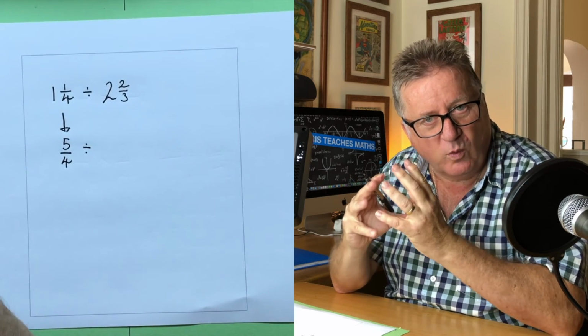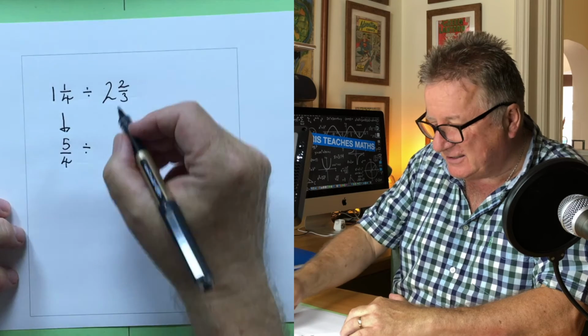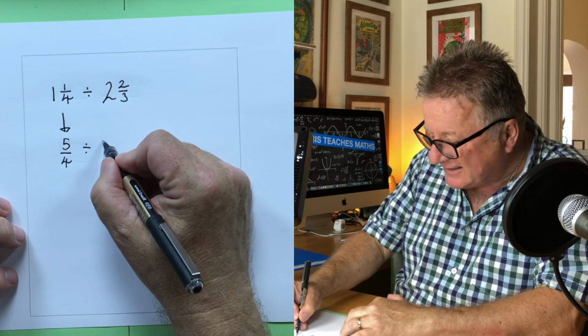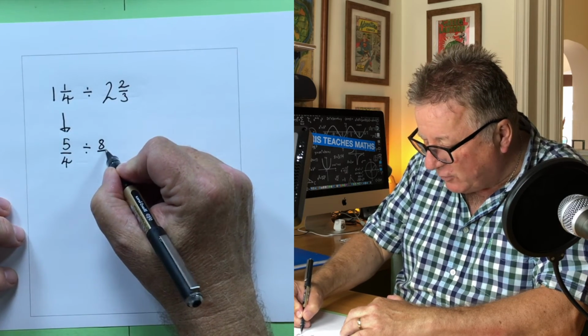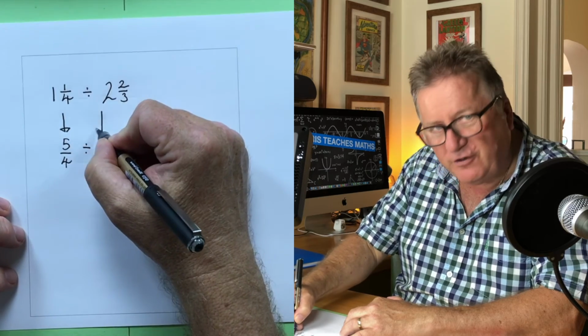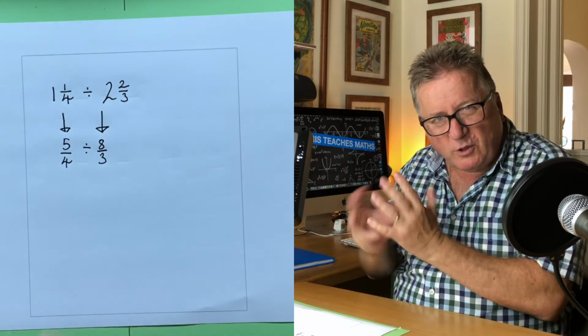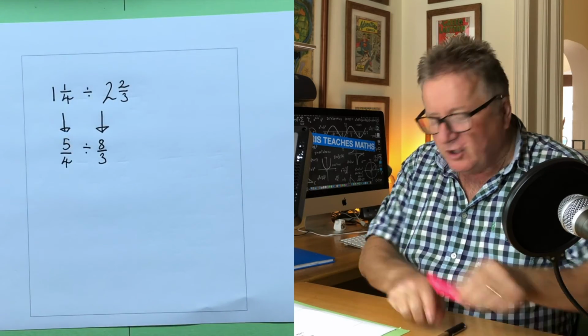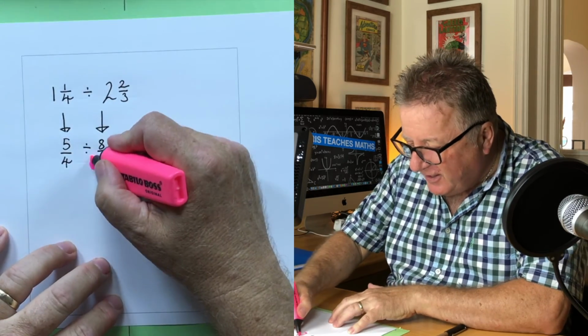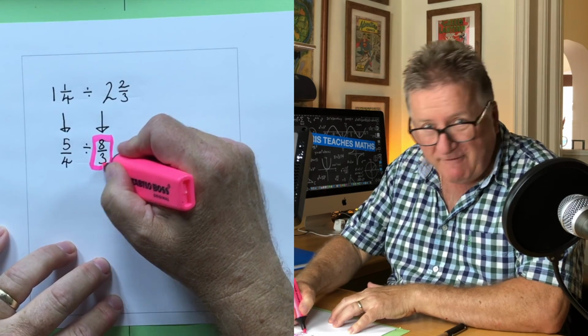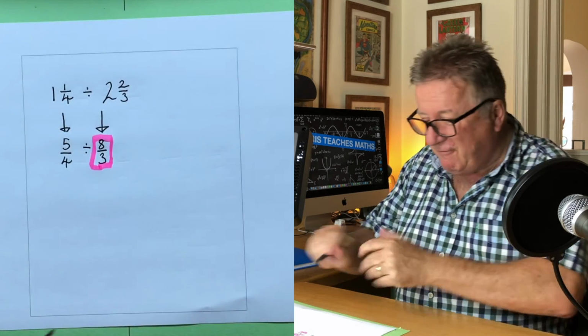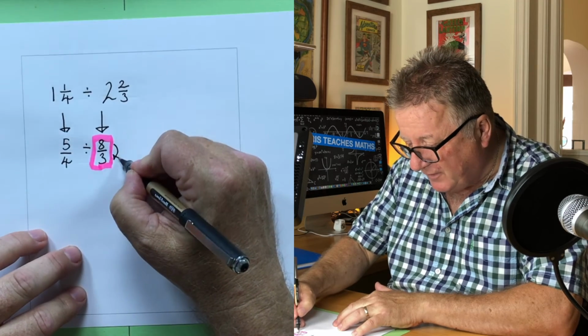3 thirds is 1 whole one. 2 whole ones is 6 thirds, plus I've got those 2. That's 8 thirds. Okay, so that is our first step. We then remember, which one do I flip? Which do I flip? You have to know it's the end one. It's that fella that gets flipped every time, okay?